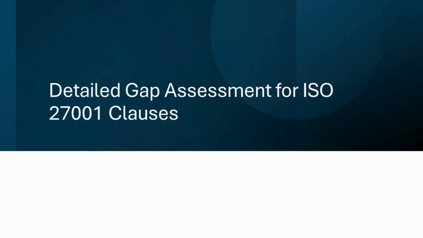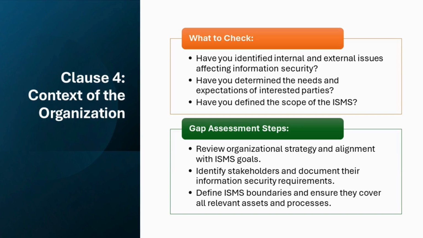Now let's go over a detailed gap assessment for ISO 27001 clauses. Take each one of them one after the other. So now let's get specific for each ISO clause, and here's what you need to assess. Now let's discuss clause 4, which is context of the organization. Have you identified internal and external factors that affect your ISMS?